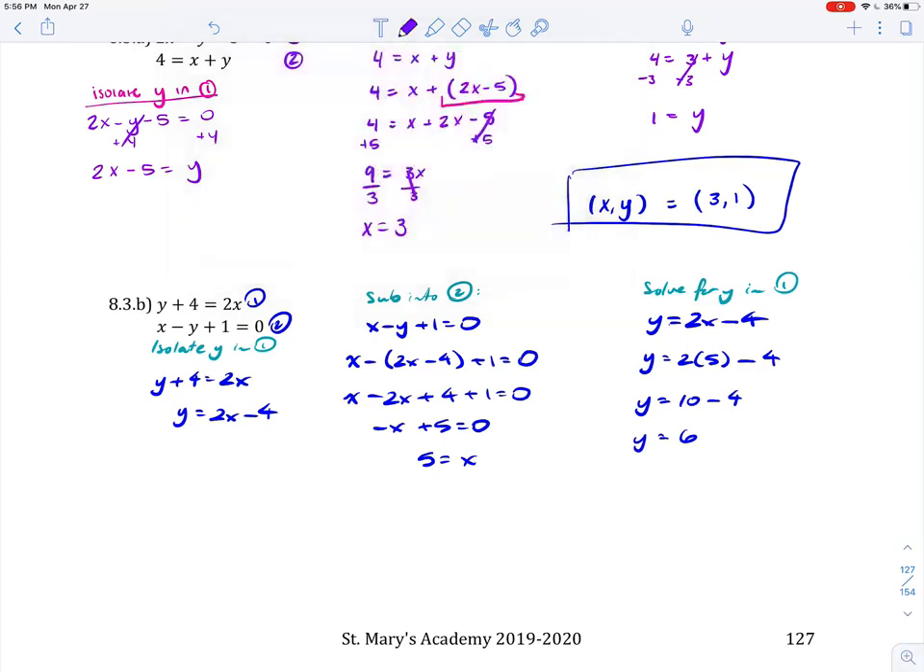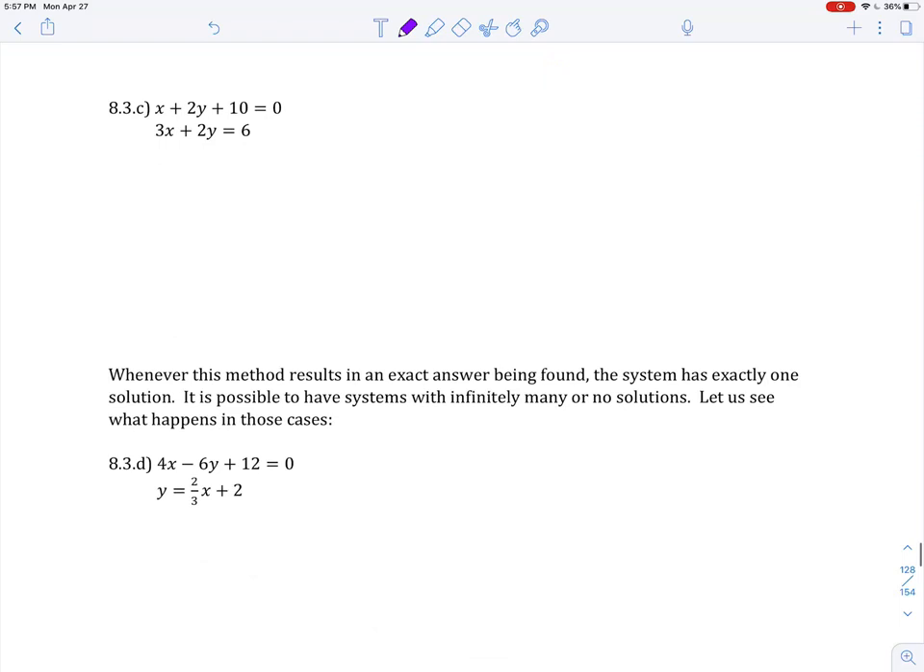I have found x. I have found y. I have found my solution, which I will write in a different color. x is 5. y is 6.